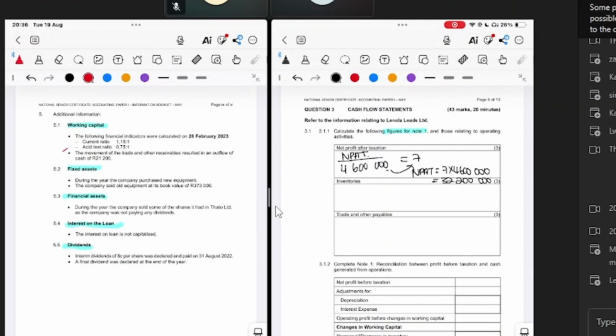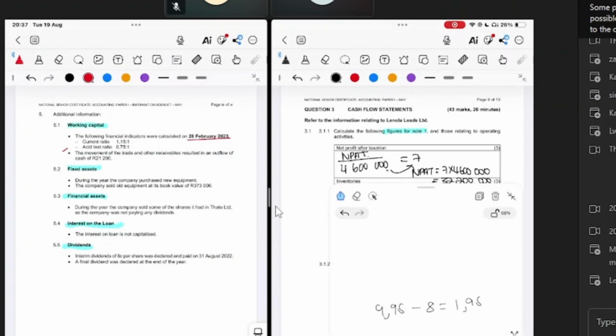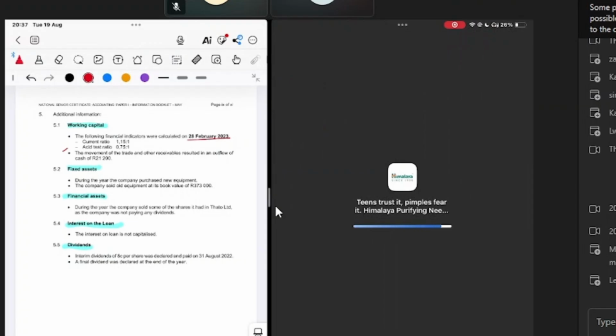Now, to calculate your inventory, these ratios were calculated on the 28th of February 2023. The asset test ratio does not have inventory, but the current ratio has inventory. And your current assets are made up of your, okay, just give me a second.